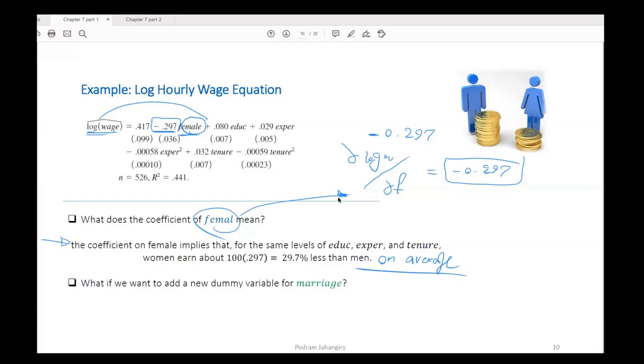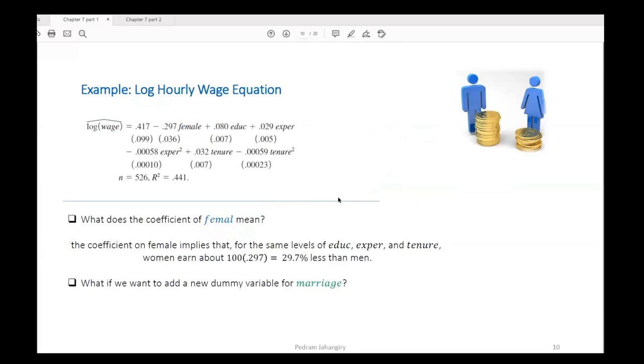All right, what else? For the rest of this slide, we're already on slide 10, we are going to make a new challenge for ourselves. What if you want to add a new dummy variable, marriage, to the model? I want to see the effect of marriage, so I add marriage as a dummy, let's call it delta one dummy. But I'm also interested in the interaction between marriage and gender. So basically, I want to talk about four different classes: married male, married female, single male, single female. I want to make sure that my model is controlling for these four different classes, right?